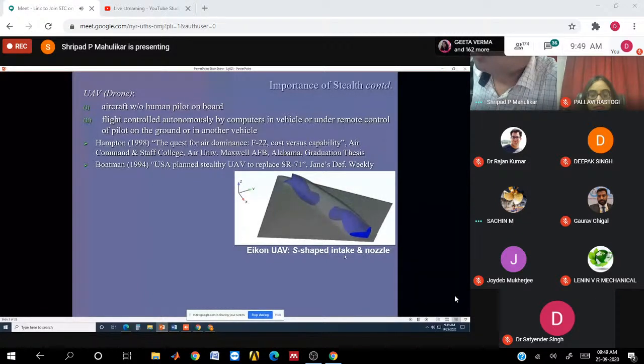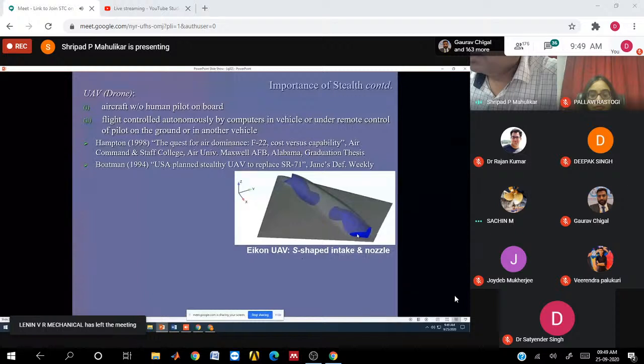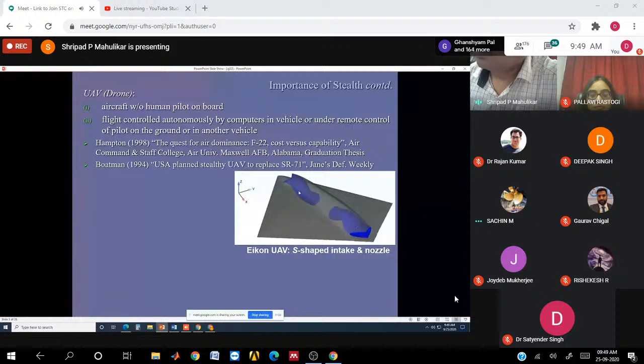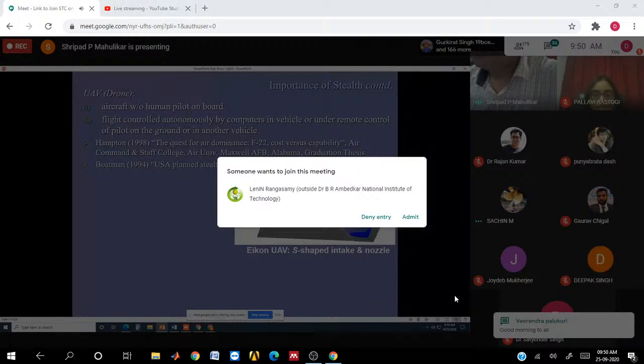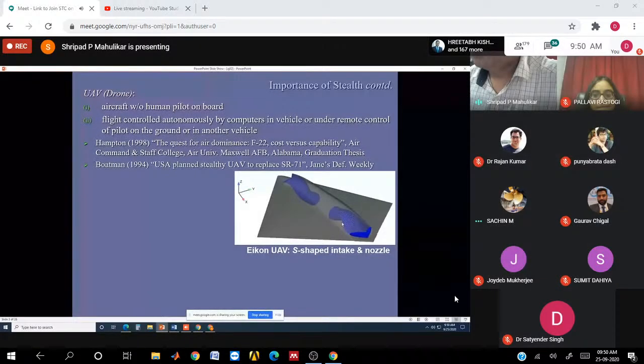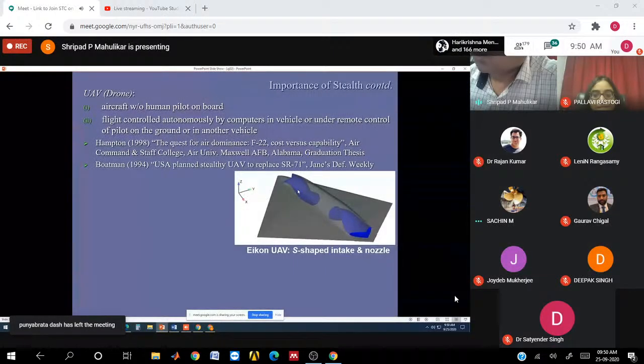Because this is basically a CFD course, what I wish to mention is that modeling airflows in S-shaped intakes and S-shaped nozzles is in fact quite challenging, because they are required from the point of view of stealth. But at the same time, there is bound to be some amount of pressure loss, for example due to curvature. We need to arrive at a design which tries to manage the pressure loss resulting from the bend in the flow, whether it is the intake or the exhaust.